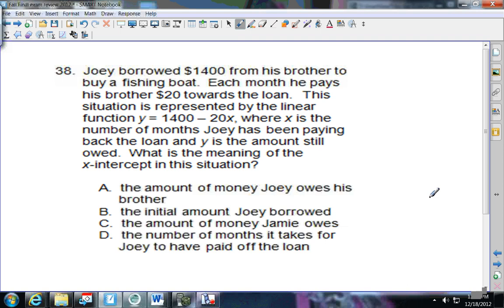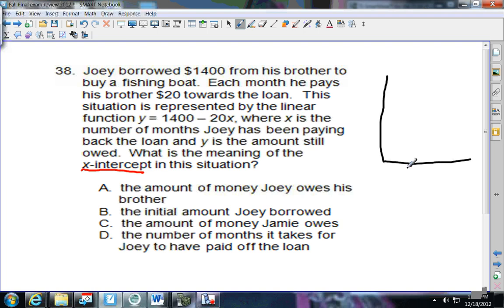Okay, so it gave us the equation, where x is the number of months Joey has been paying the loan back, and y is the amount still owed. Whoa, didn't mean to mark that. What is the meaning of the y-intercept? Okay, well, I can't read. It says x-intercept. Beautiful. All right. So the x-intercept. Well, golly gee willikers. Let's see what's happening.